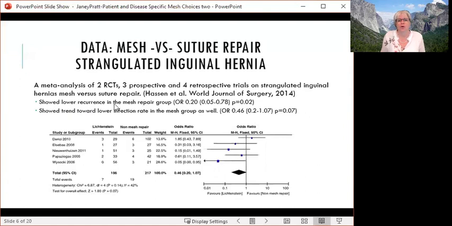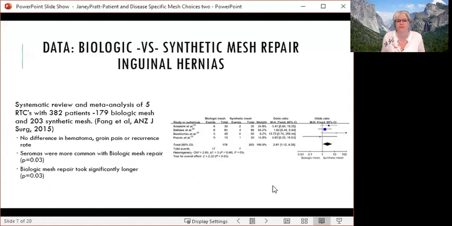This one showed low recurrence in the mesh group with a risk of 0.2. And it also showed a trend towards lower infection rates in the mesh group with an infection rate of 0.46, but this was not statistically significant. The forest plot of mesh repair again shows recurrence rate favored Lichtenstein over the non-mesh repair.